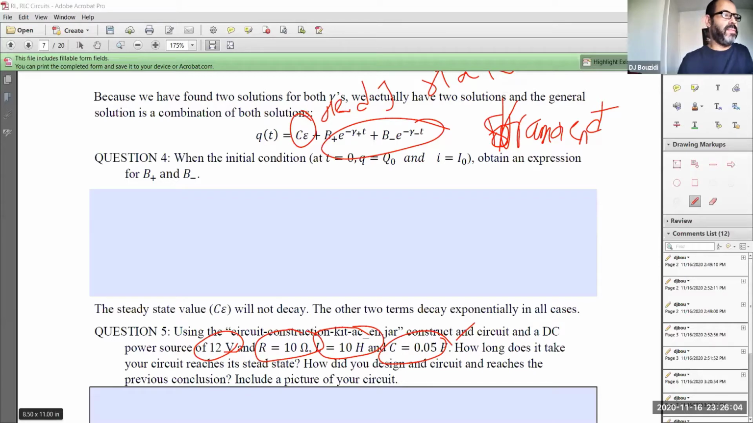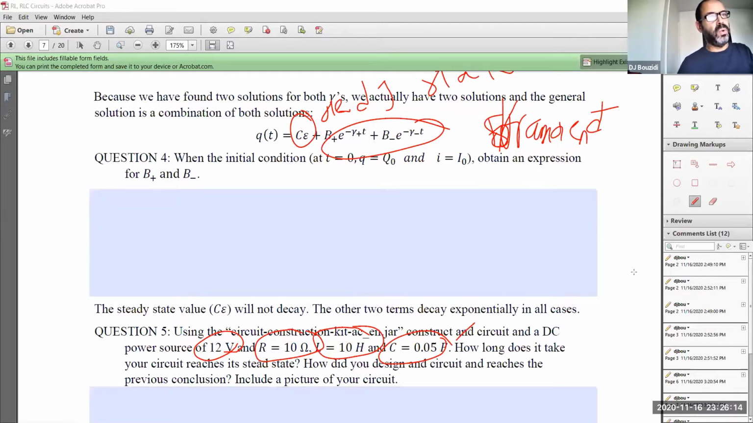0.05, the answer should be 12 times 0.05, 0.6 coulombs, okay? 0.6 coulombs. So look at the charge across the capacitance in here. So when you build your circuit, I'm leaving it up to you guys to do it, because this is really something that I'm hoping that you can design similar to what we did earlier, except now you have a capacitor also.